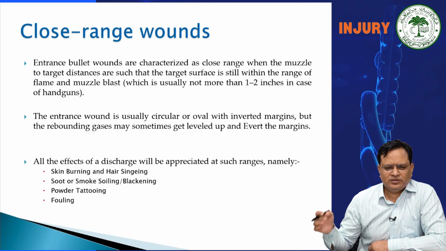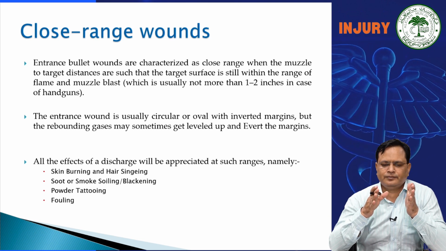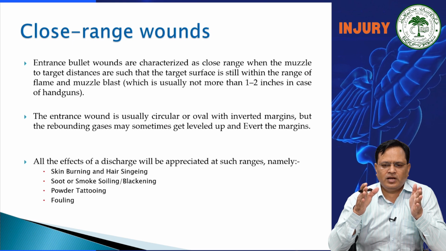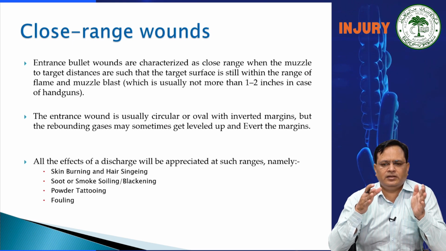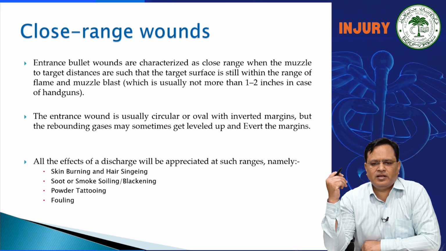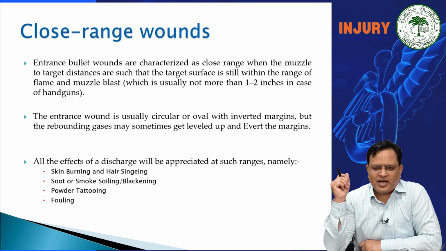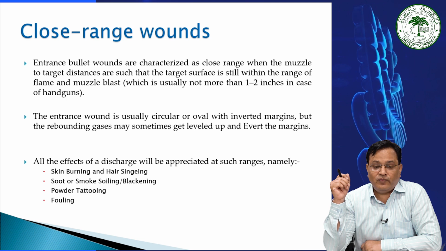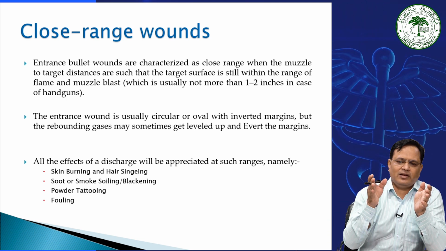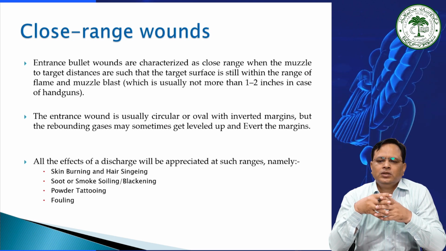Close range wounds we can find at different close ranges, with a slight gap between the body or the tissue and the gun. Entrance bullet wounds are characterized as close range when the muzzle to target distance is such that the target surface is still within the range of flames. That means the flames coming out of the barrel can also affect the tissue.